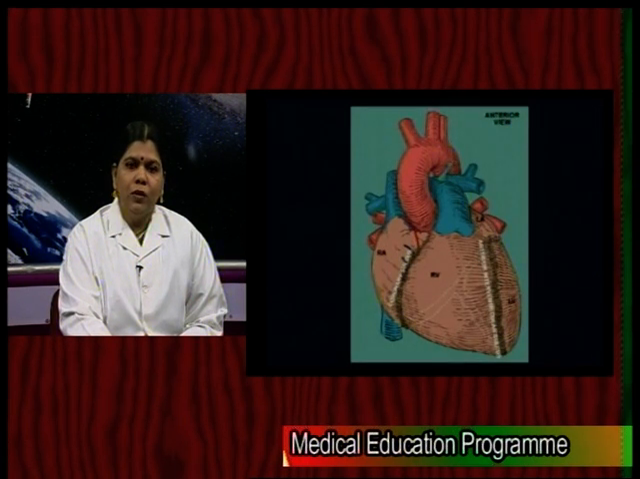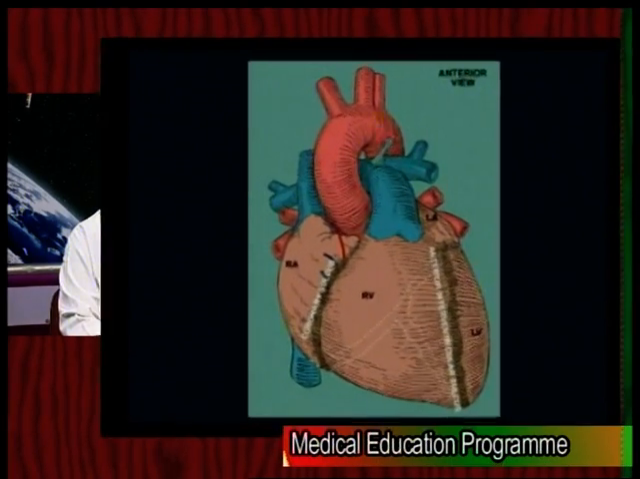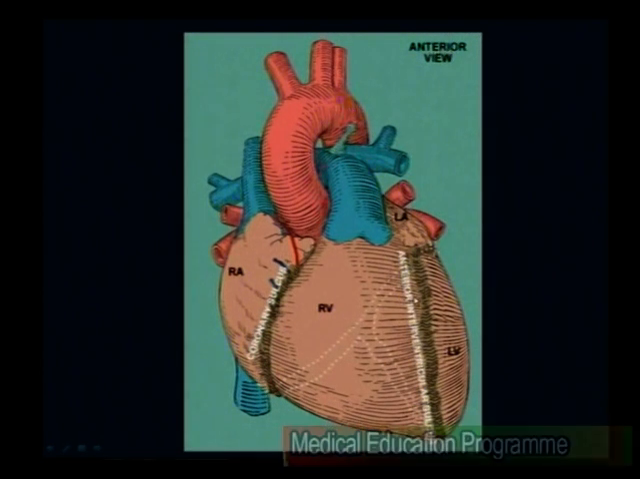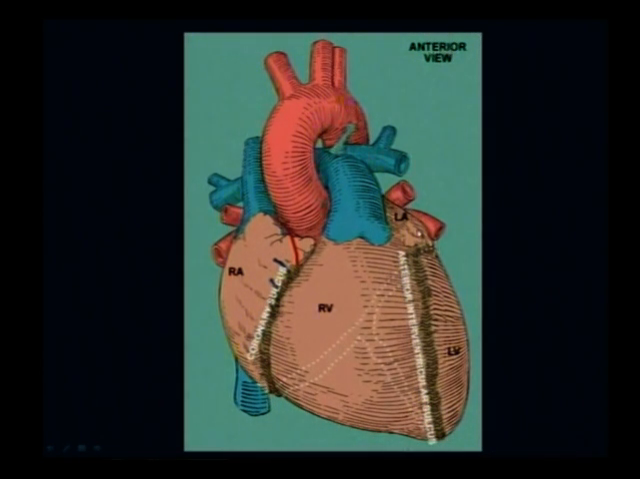This diagram shows the sternocostal surface of the heart. In this sternocostal surface we are seeing the right atrium, right ventricle, left ventricle and left atrium. In this we see the coronary sulcus, the oblique sulcus.